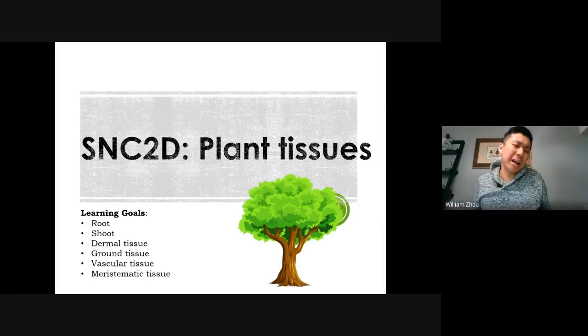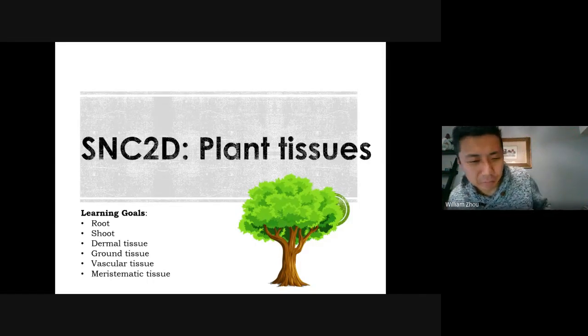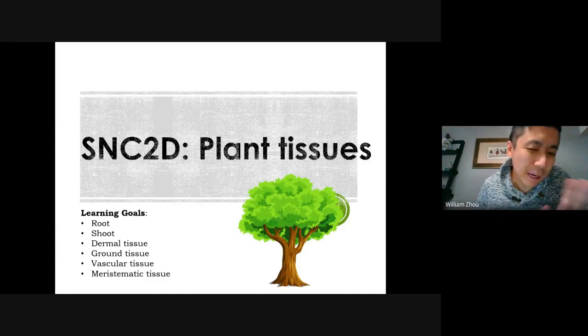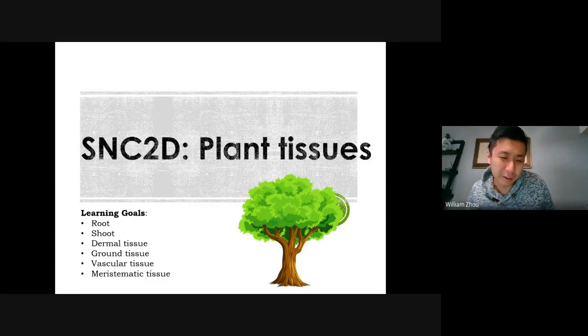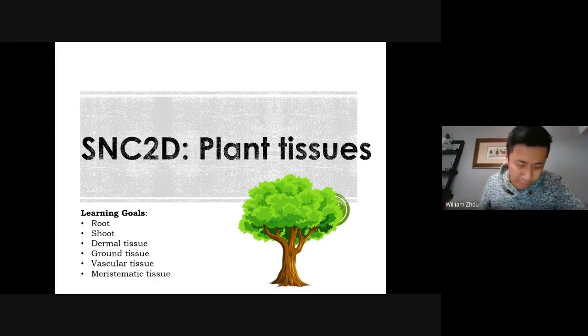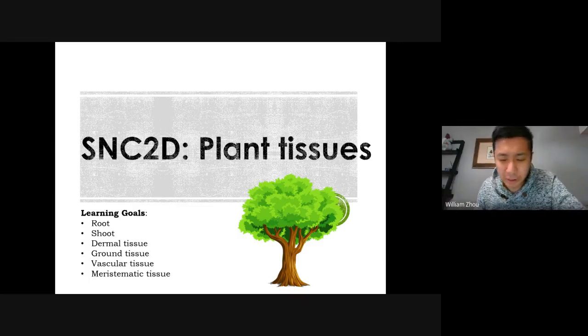We talked about the animal tissue, like epithelial, muscle, connective, and nerve. Plants don't have that. Plants do have epithelial tissue, but they don't really have the other ones. So we're going to learn about the different plant tissues, dermal, ground, and vascular, and finally, the meristematic tissues. So we're going to learn many different aspects of the plant. In this class, it's mostly going to be physical.